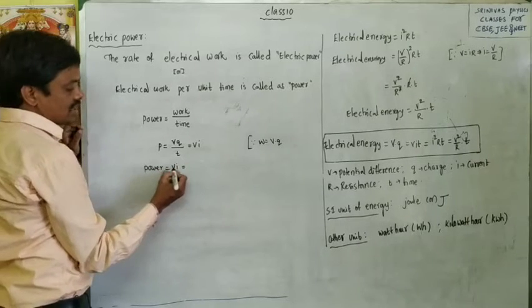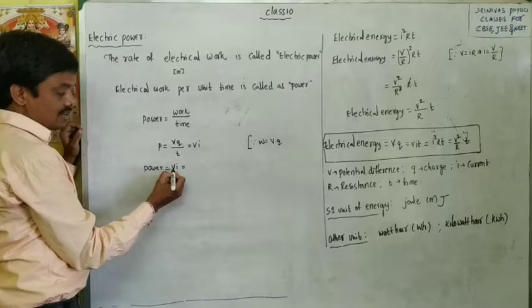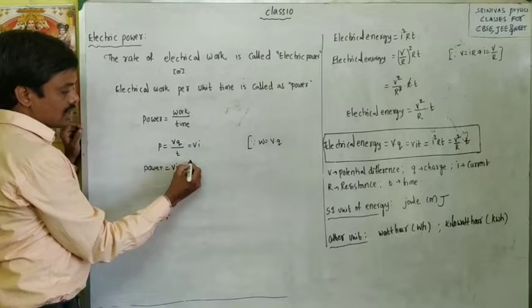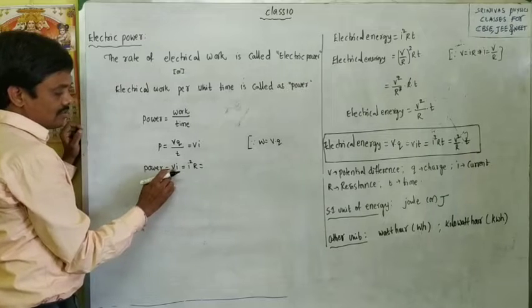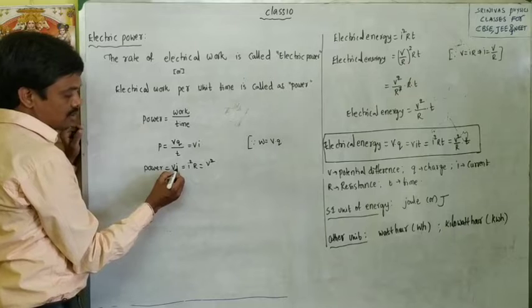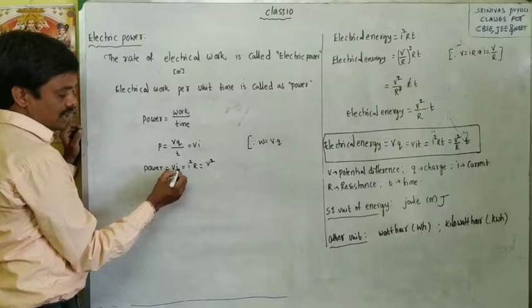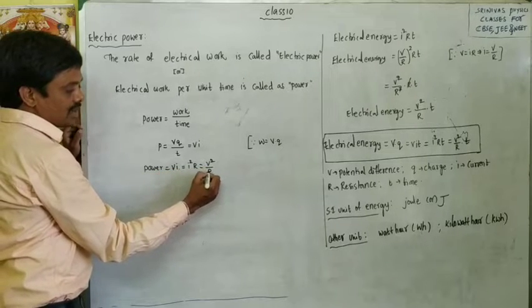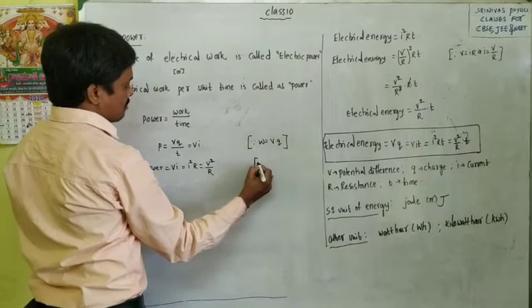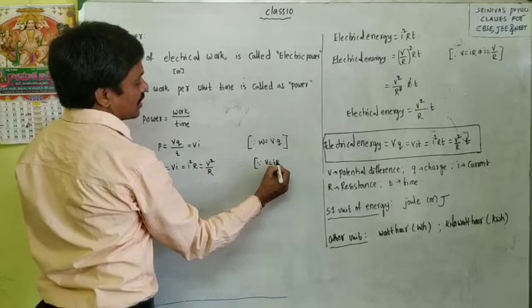And this we can also write using V is equal to IR. Then what will you get? I square R. Also, I is equal to V by R, so V by R into V, V into V by R, V square by R you will get. How are we getting this one? This one we are getting from V is equal to IR.